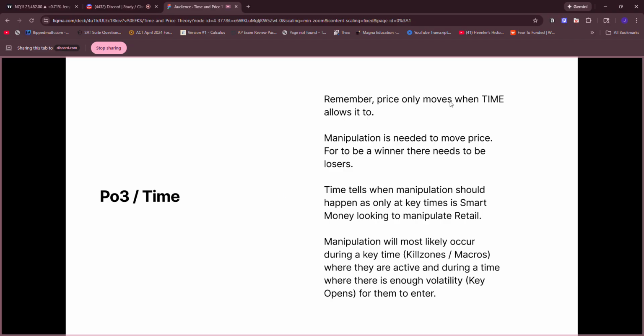So Power 3 and time: remember, price only moves when time allows us to. Manipulation is needed to move price, right? That's the price aspect of moving price. And because for a winner, there must be losers. Time tells when the manipulation should happen, as only at key times is smart money looking to manipulate retail. Manipulation will most likely occur during key times, kill zones and macros, where they are active, and during a time where there's enough volatility, key opens, especially with news and 9:30 for them to enter.